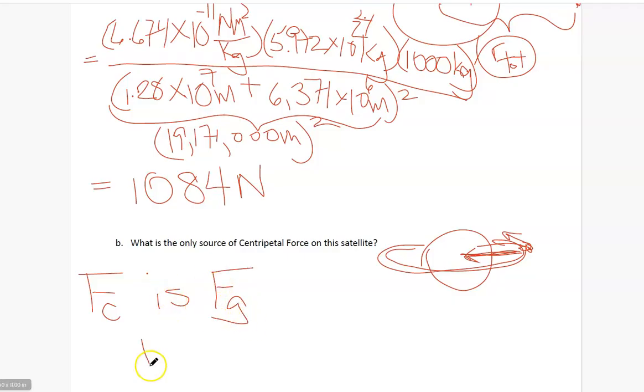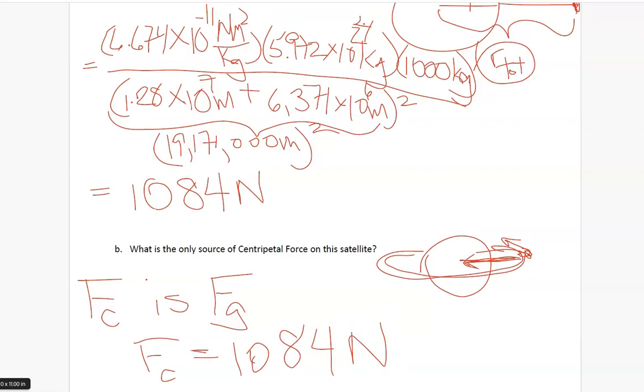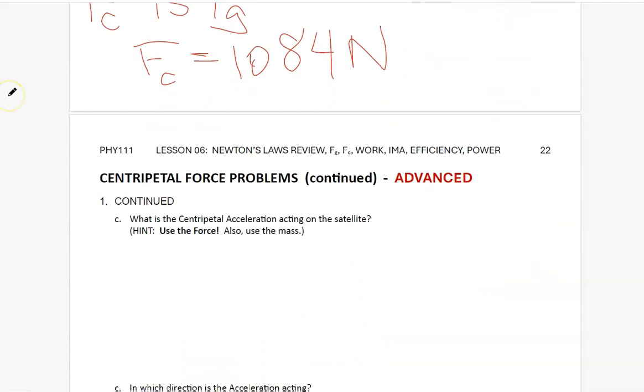And what that means is the centripetal force is also 1,084 newtons. In other words, by solving for gravitational force, we've solved for the centripetal force in this particular situation.